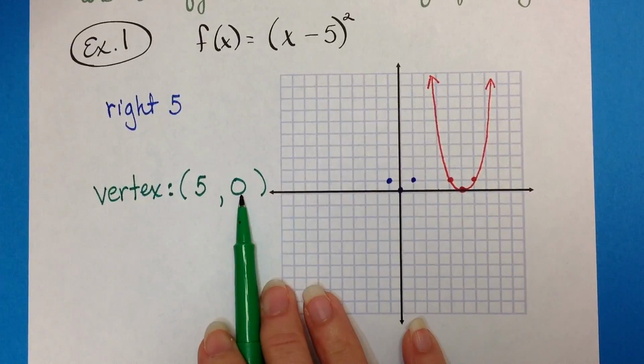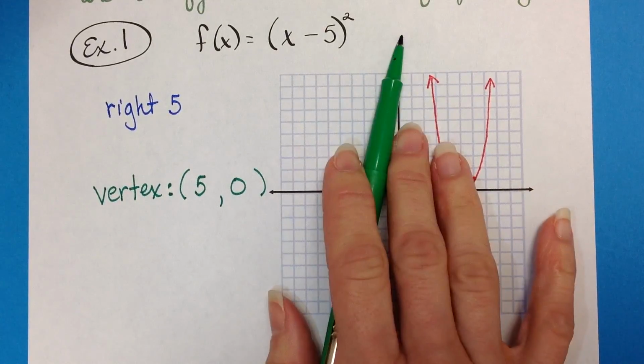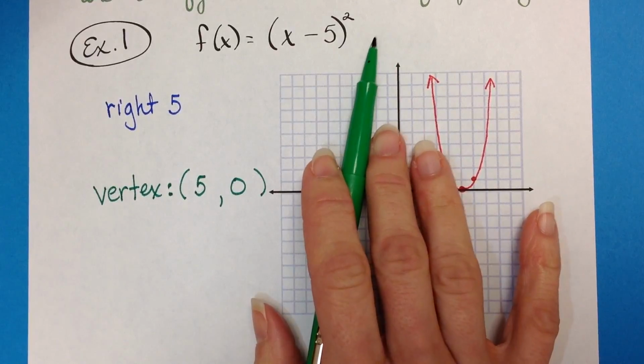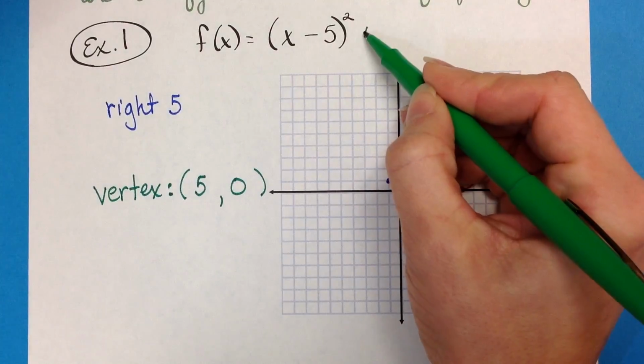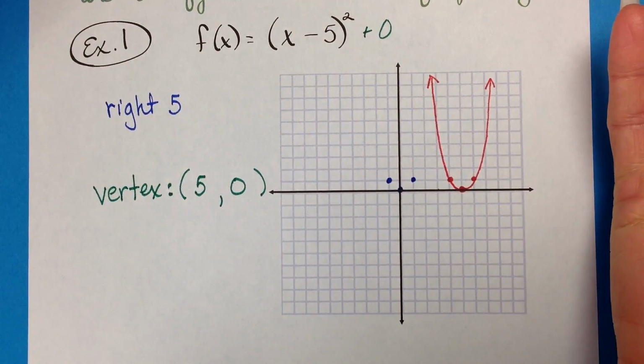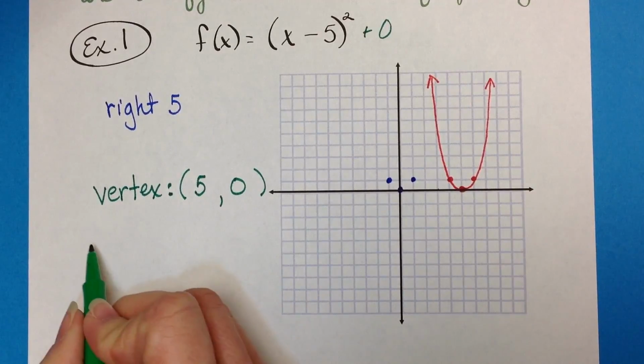Now for the y-coordinate for your vertex, that comes from the number that's out here that's added or subtracted. But since I don't have anything here that's added or subtracted, it would have to be an understood 0. So that's where this comes from. Okay, now axis of symmetry.